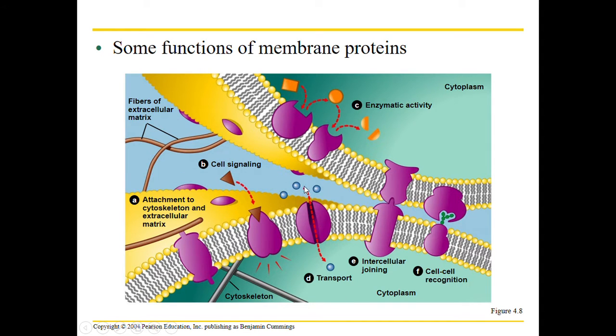We have transport. Very few things can go through membranes in general. If we want to get sugar in our cells or out of our cells, or different ions like Na+, that was sodium, remember, sodium ion, we need different transport proteins that have channels that can push these different items through or across the membrane. Then we have intercellular joining or cell-to-cell junctions.